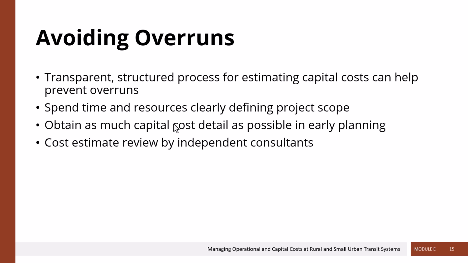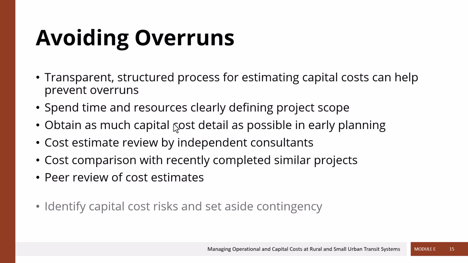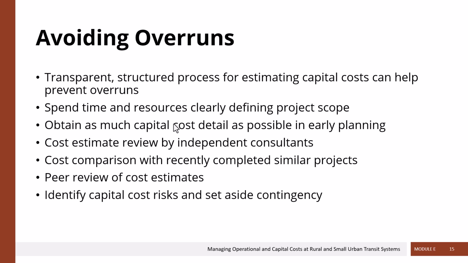It's good to have your cost estimate reviewed by independent consultants, and in some cases, an independent cost estimate may be required. Another thing to do is compare the cost of your capital project with other recently completed similar projects. This can give you an idea if your cost estimate is close to what actually happened in reality for real projects. Do a peer review of cost estimates of similar projects and try to identify the risks, right, of your project on the capital side and set aside some contingency funds in the budget, expecting that unexpected things are going to happen.